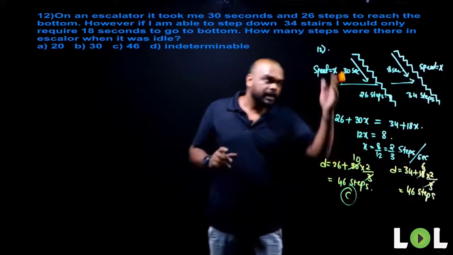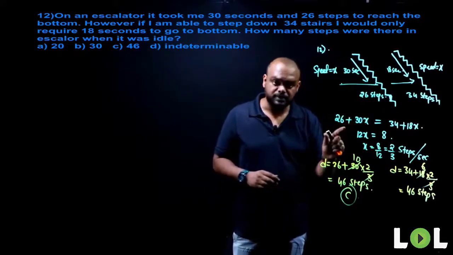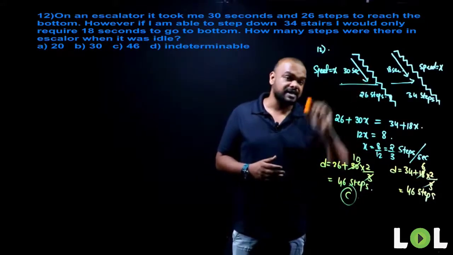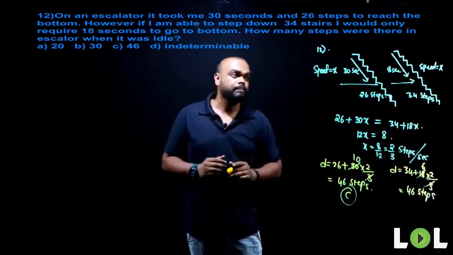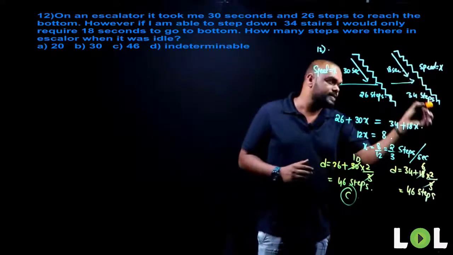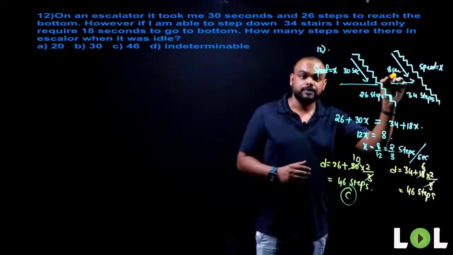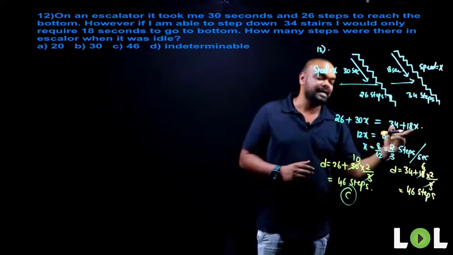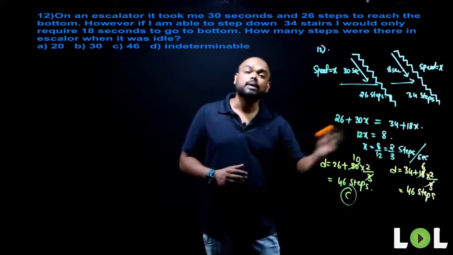In the first situation, what is the total distance of the escalator? One is 26 steps that we have to get down. Apart from that, on the escalator, 30 seconds we can travel, 30 seconds at the speed x. We know distance is speed into time, that is x into 30, 30x. Whereas in this case, total distance is these 34 steps plus escalator movement, 18 seconds into its speed x. Distance is speed into time, x into 18, 18x. So this is the total distance here, and this is the total distance here, and both are absolutely equal because it is the same escalator.